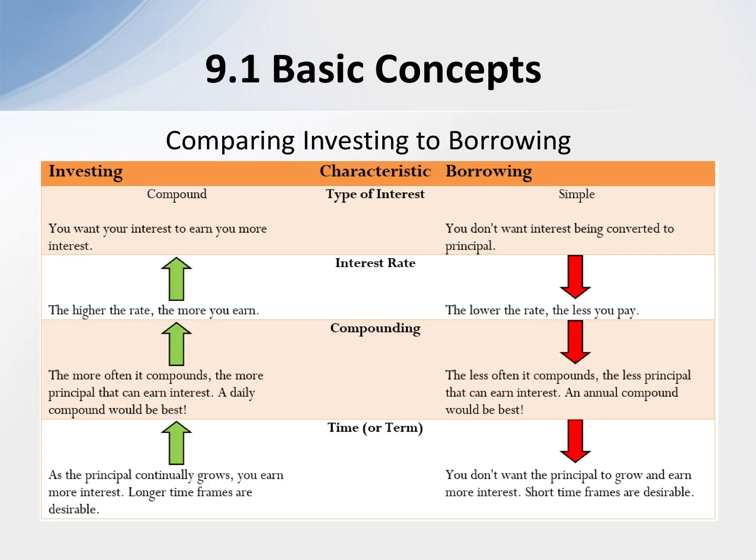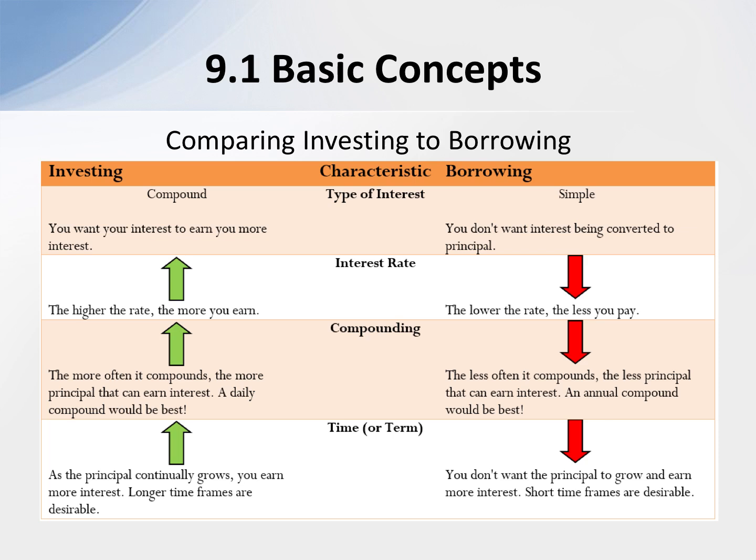The choices you make with compound interest will be made depending on whether you are investing or borrowing. Same as simple interest, really. If you are investing, you're going to want to have your principal growing continually so that you earn more interest. And longer time frames are more desirable. The more often it compounds, the more principal that can earn interest. Daily compound would be perfect. And the higher the interest rate, the more you would earn. You want your interest to earn more interest.